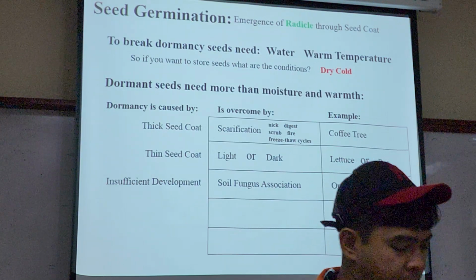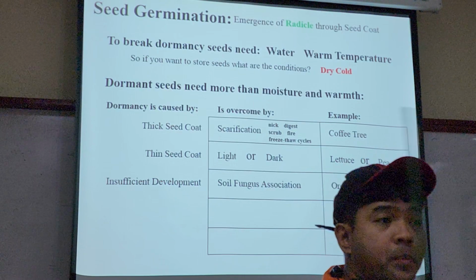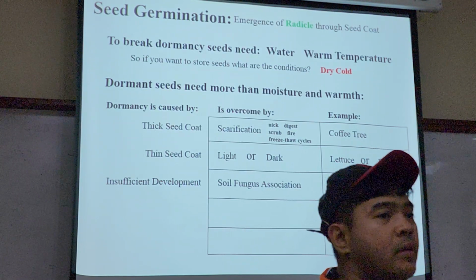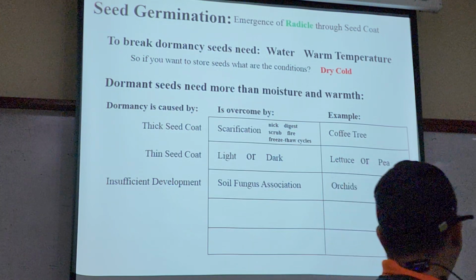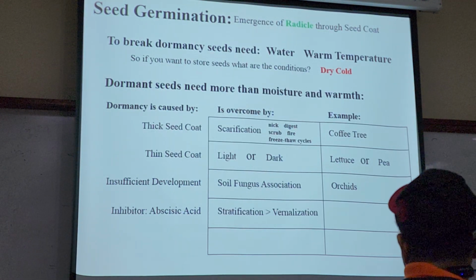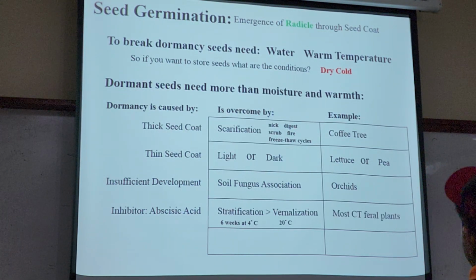Baru mention hari Isnin. Endosperm. Yeah, it hasn't got any food reserve. That's why it's super small. Right, if dormancy is caused by abscisic acid, you do the stratification and vernalization and most CT feral plants.